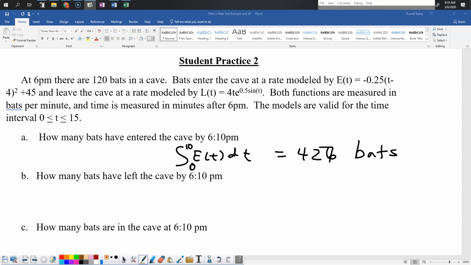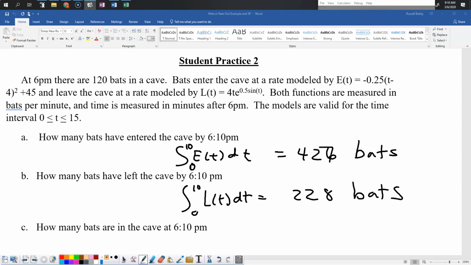All right, let's go ahead and take a look at the next one here. How many bats have left the cave by 6:10? Michael, what's your setup for this one? 0 to 10 again, and then L of t. And answer? 228. Cool. Do we agree? 228? All right, next one.